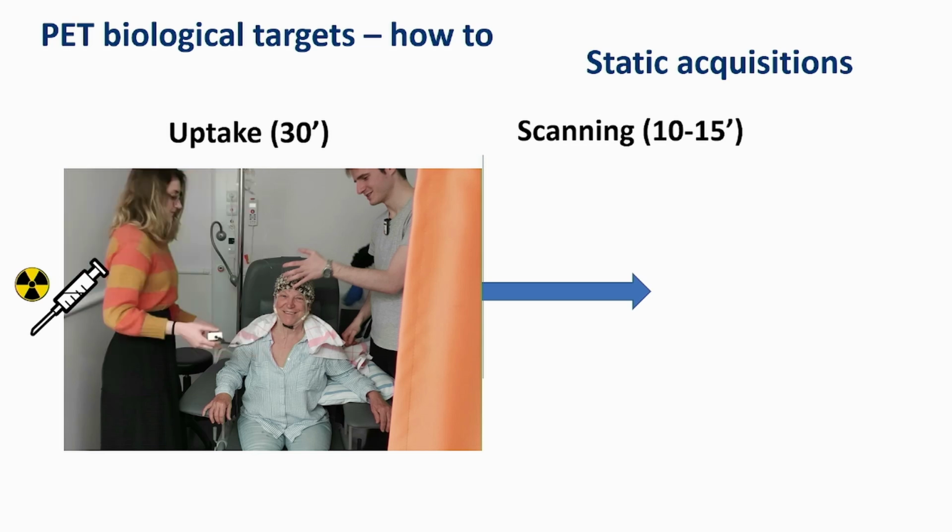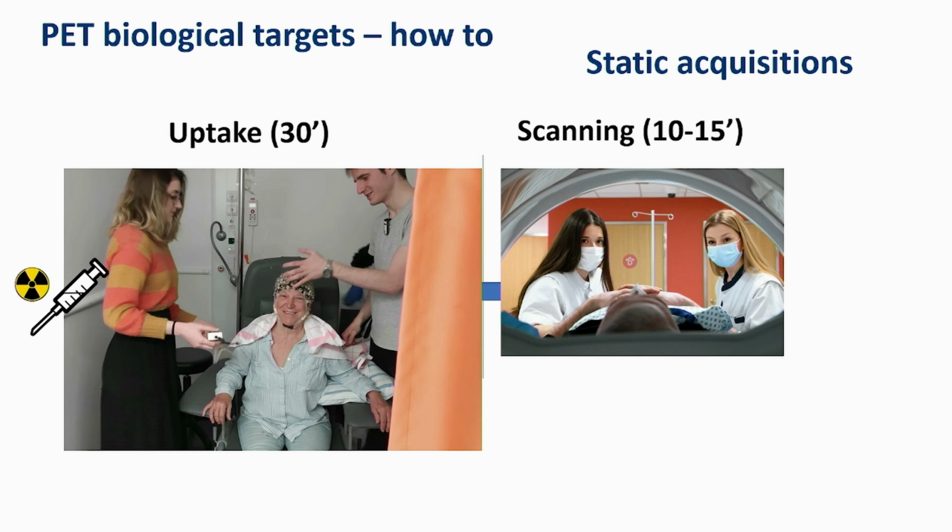So we inject, we wait for the tracer to be picked up by the brain. So this is the uptake phase. And only after that, we put the person in the scanner for 10, 15 minutes, depending on the scanner and the tracer. So this is a bit more, let's say, easy to use acquisition type in clinical settings, but it cannot be used for everything.